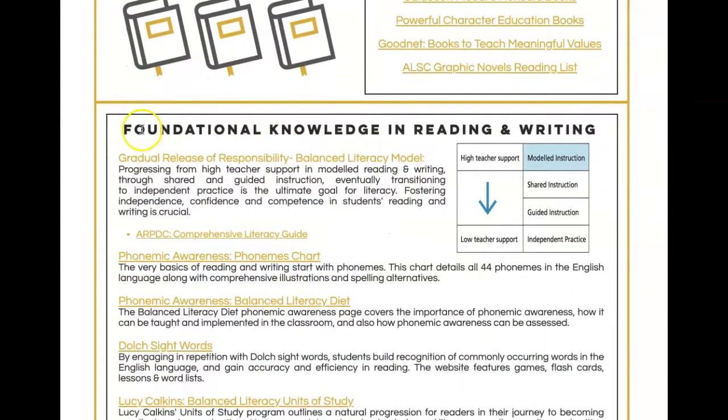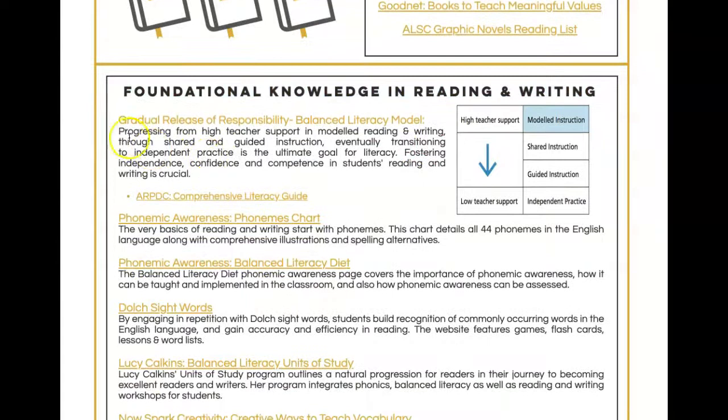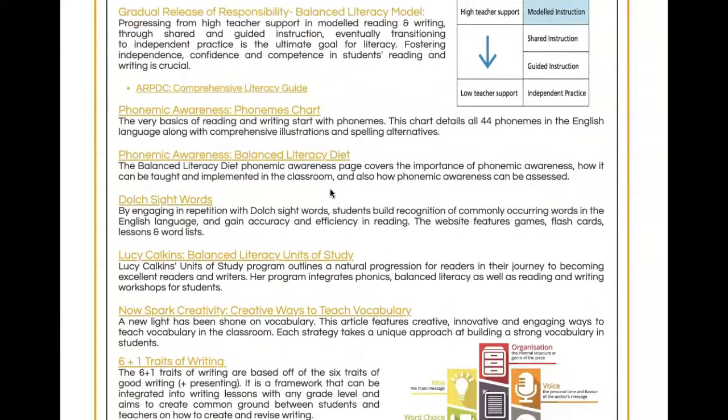So now here she's got the titles, foundational knowledge. She's got these titles that I'm looking for. So then here is her little blurb. So if she's coming back and she's like, where was that sight word chart? Here it is. Dolch sight words. By engaging with sight words, students build recognition. This website features games, flashcards, lessons. So she knows exactly what is here. So when she clicks on this as a busy teacher, she can get exactly to what she wants.